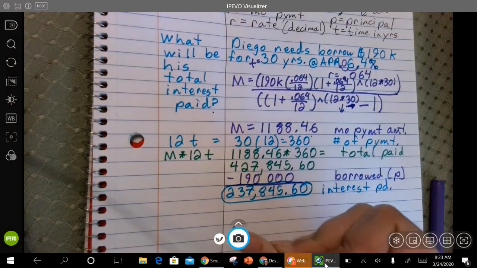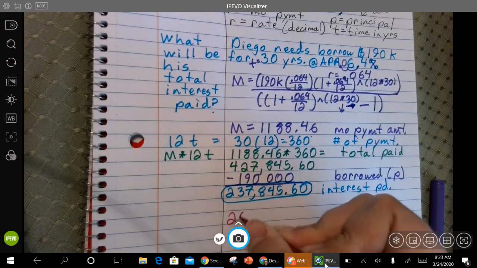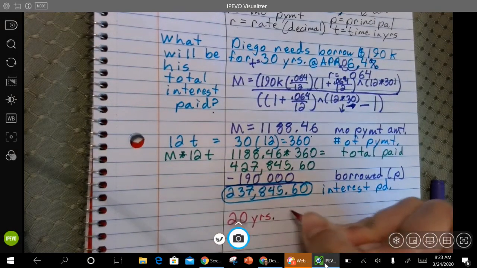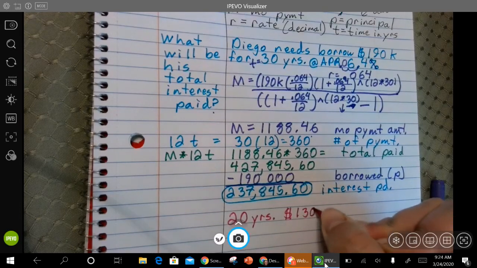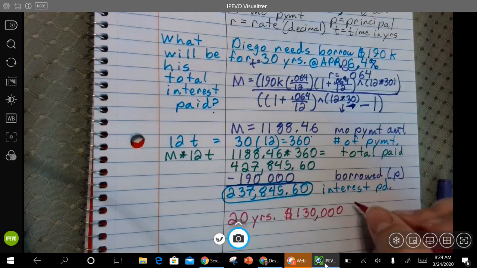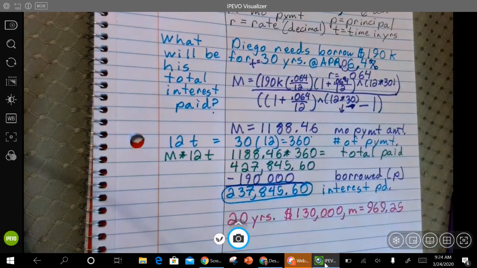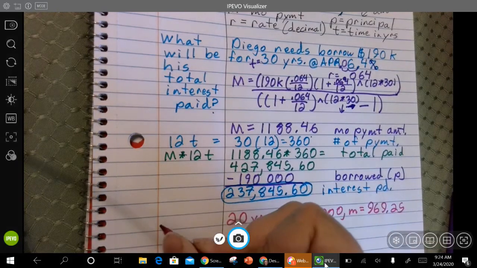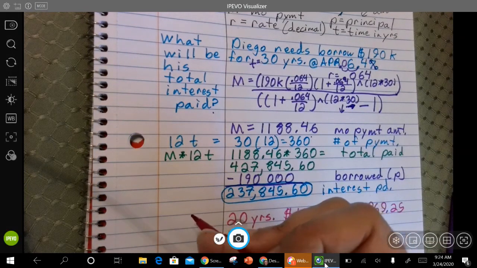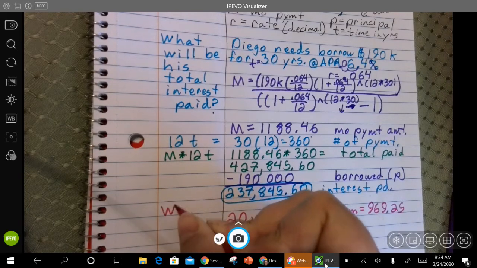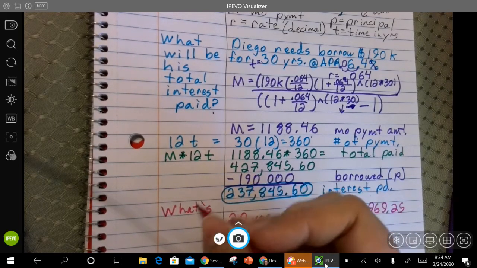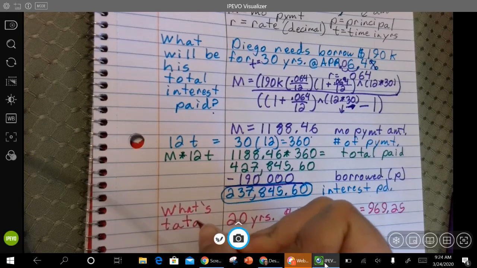Okay, so let's do another example. So I want you to work on this one. So we're getting a loan for 20 years. We're borrowing $130,000 to buy our townhouse. Our monthly payment, we already got that, is $969.25. What we want to know is how much do you pay in interest? So what's the total interest paid over the life of the loan?